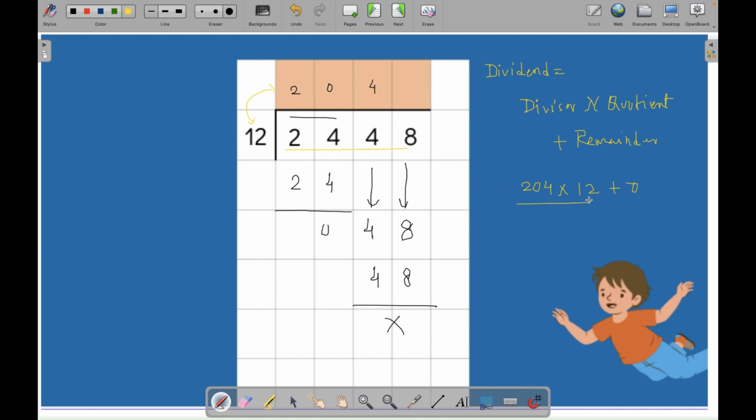So this is 204 times 12. What is the value of 204 times 12? We'll just use the shortcut trick that we discussed. We'll consider this as a single unit and multiply this with 204. So 12 fours are 48, carry is 4, 12 zeros are 0, here we'll get 4 and 12 twos are 24. So 2448. So here we have verified that our division process was correct.